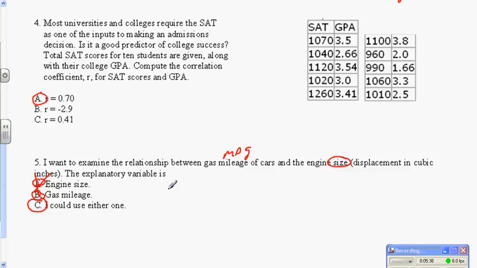This concludes the Chapter 4 practice quiz key, and I hope it helps.